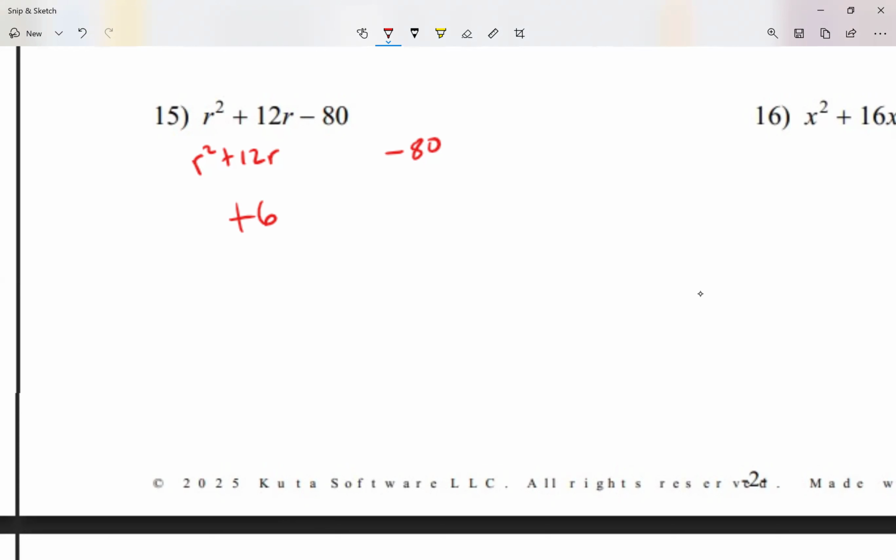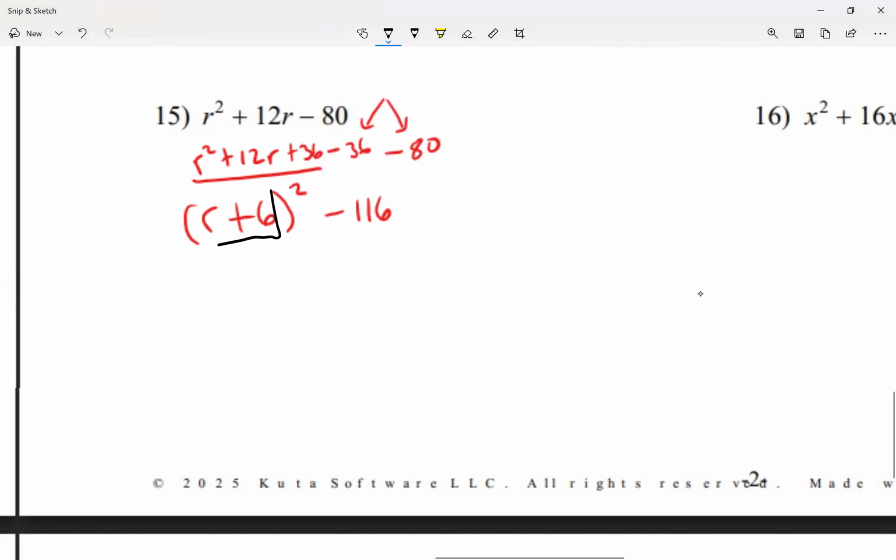Well, it's 36. So let me add a 36 and let me subtract 36 because r squared plus 12r plus 36, that is r plus 6 all squared. I completed the square. When I combine these last two numbers, negative 36 and a negative 80, that gives me negative 116. So all my boxes, the first box is r plus 6, all together, no spaces. And my second box is minus 116. No spaces in between.